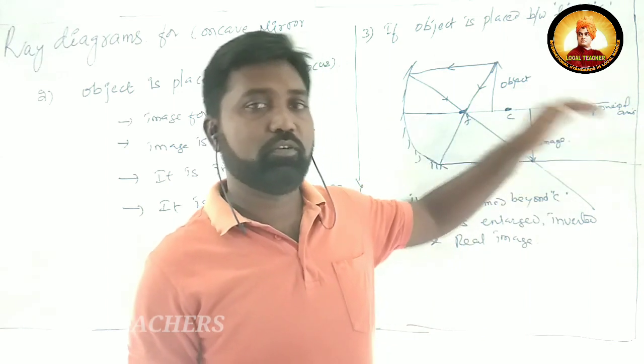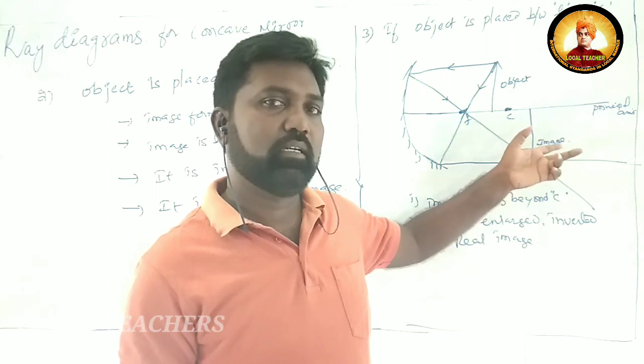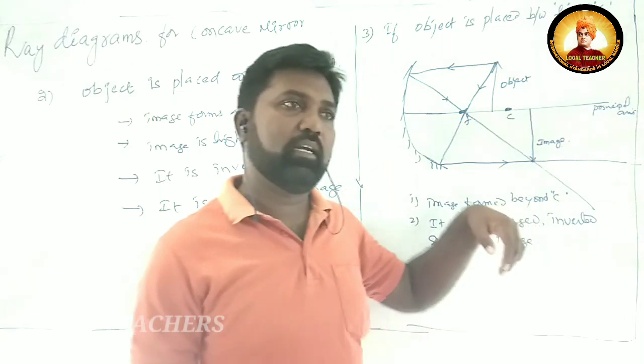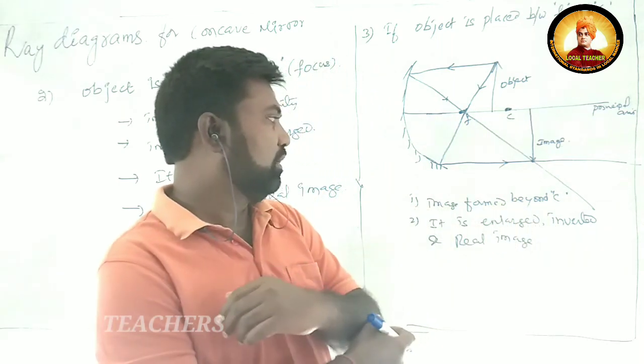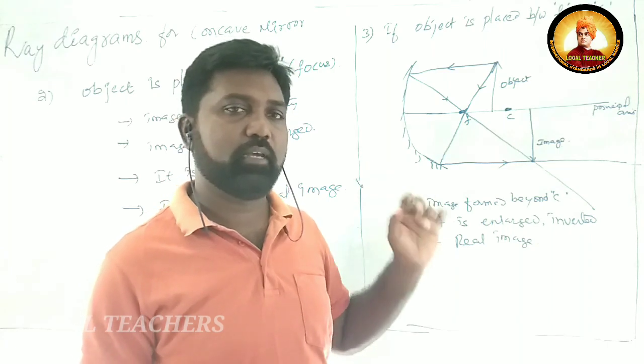So when the object is placed in between F and C, the image is formed beyond C. If we observe the image, it is enlarged, inverted, and it is a real image.